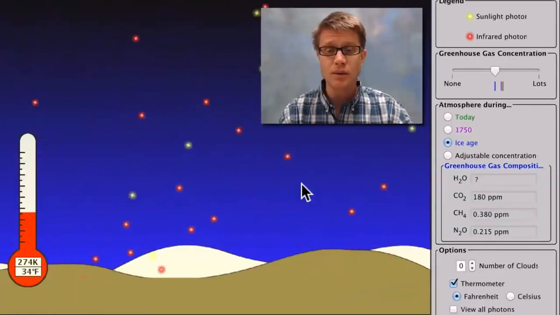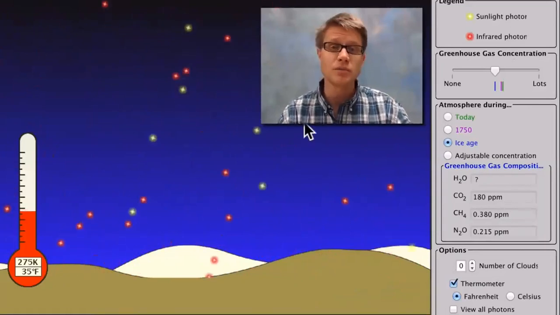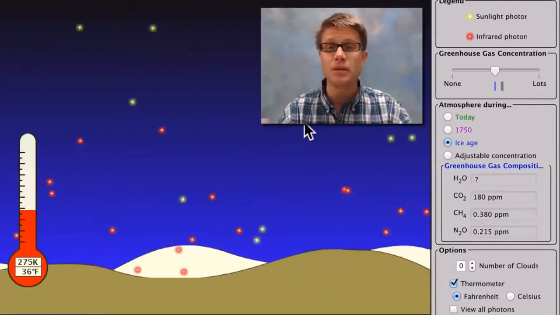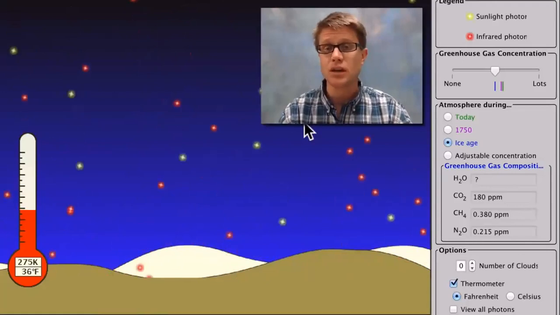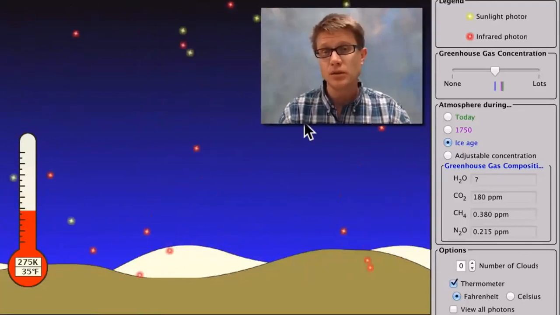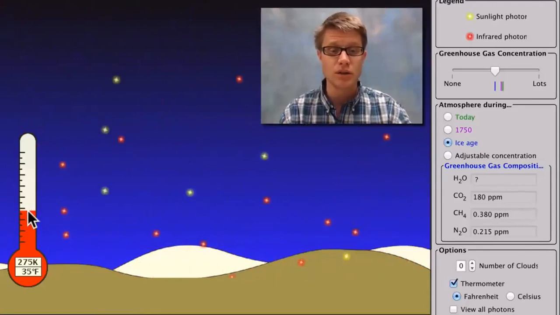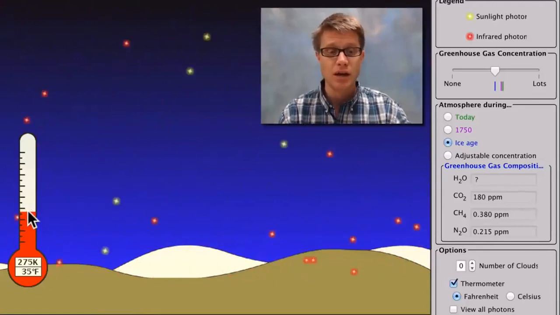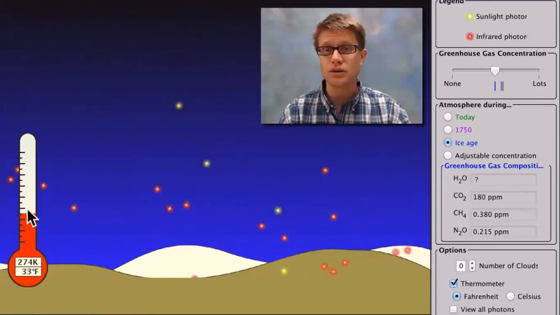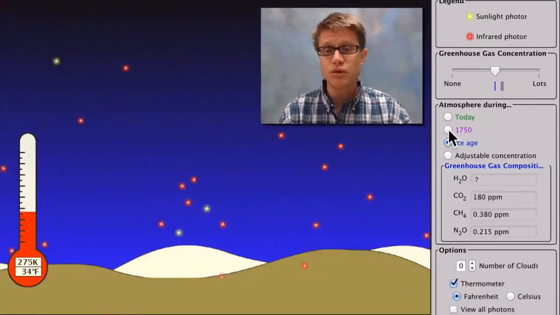And so as they move up, they're doing this kind of crazy dance. Some of them get refracted, some of them get bent back towards the atmosphere, and some eventually move off into heat. But since we have a low level of these greenhouse gases, we're not holding much of them to the planet, and so this area we would have a temperature of around 34 degrees Fahrenheit. Let's move forward a little bit.